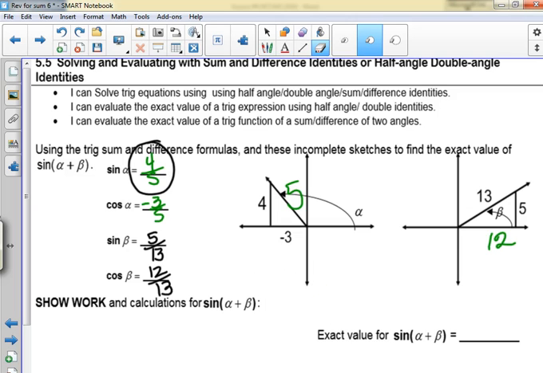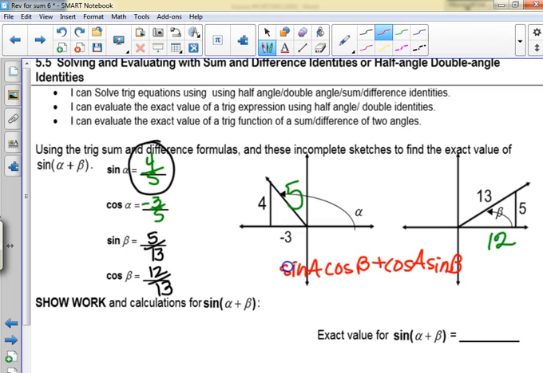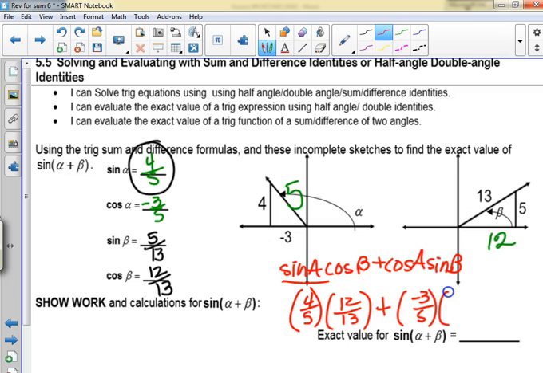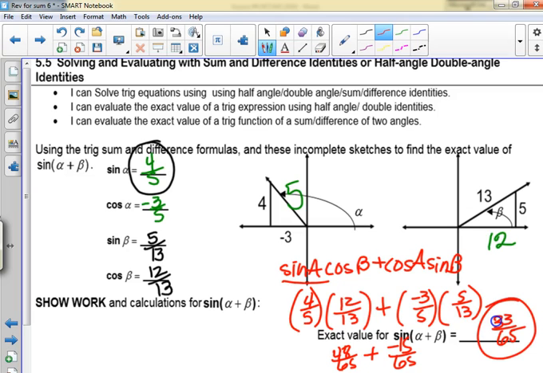The sine of A is 4/5, okay? So when you look on your sheet and it says sine A cosine B plus cosine A sine B, everybody know where I'm getting this? The sine of A is just 4/5. It's not the sine of 4/5. The cosine of B is 12/13 plus the cosine of A is negative 3/5, and the sine of B is 5/13. This is 48 over 65 plus negative 15 over 65, which is 33 over 65. Okay, can I move on? Get to the juicier stuff?